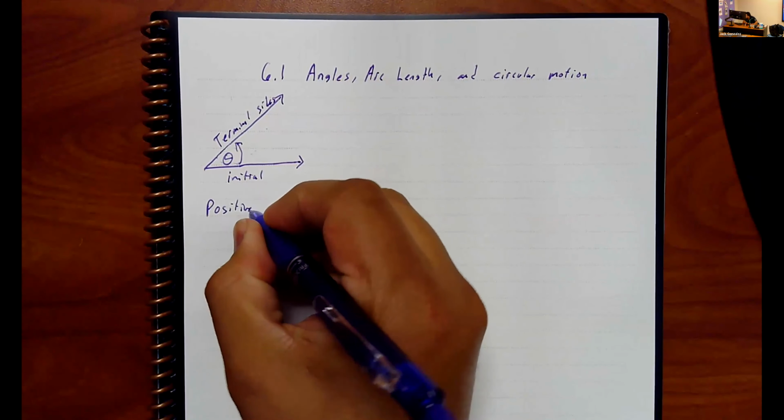For a circle of radius r and a central angle of theta radians, subtends an arc. Subtend just means it's sweeping across an arc whose length is S equal to R theta.